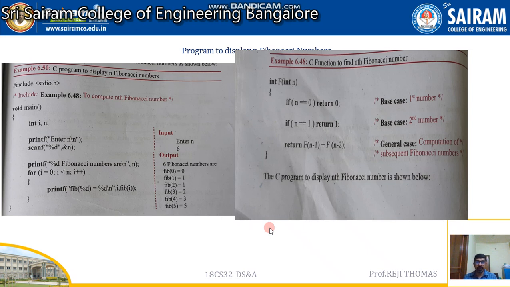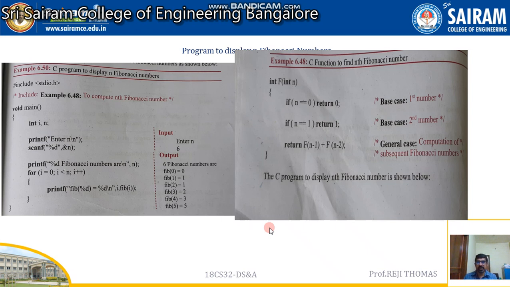If I give n is equal to 3, it is going to print 0, 1 and 1, 3 numbers. If I give n is equal to 5, it has to print 0, 1, 1, 2 and 3, because it has to print the first 5 Fibonacci numbers. Okay, so let us see how we can do it.